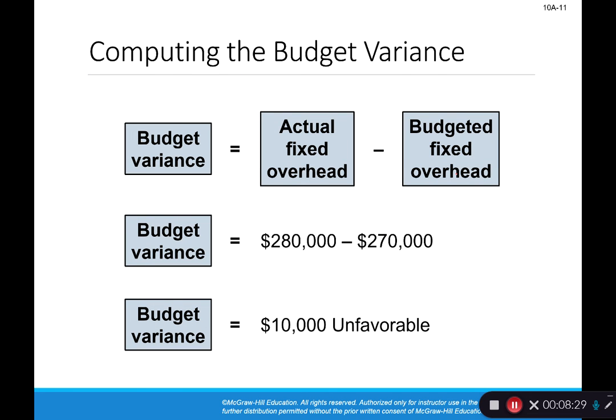Let's break up our variances. So our budget variance is the difference between the actual fixed overhead and the budgeted fixed overhead. Because our actual fixed overhead was 280,000, that was given, and our budgeted fixed overhead was 270,000, also given, we can see that we have a $10,000 difference. That $10,000 is unfavorable because the actual was greater than the budget. Spending more money is always bad.